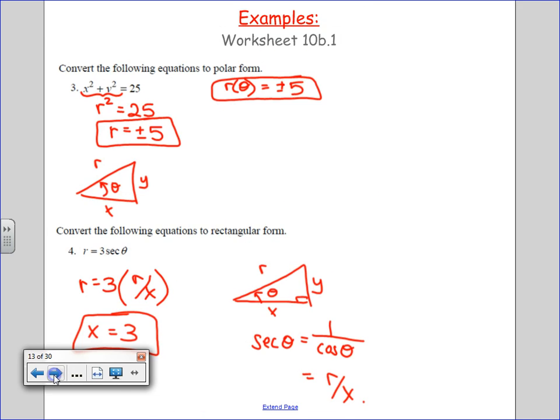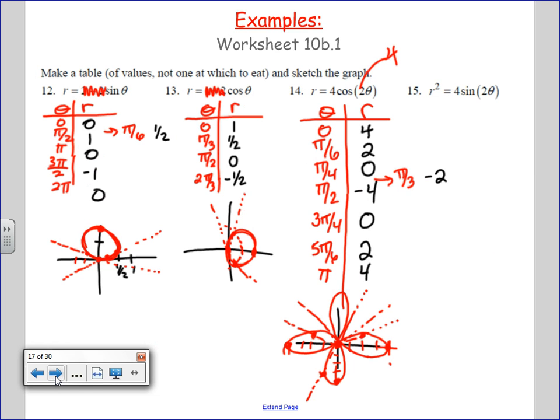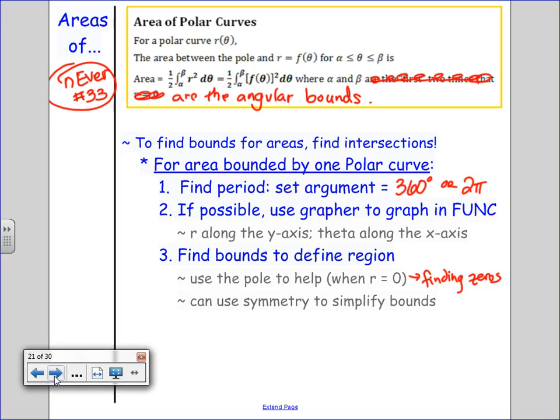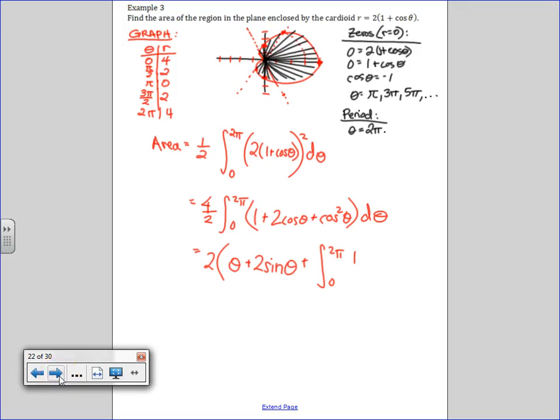Power reducing. That's the way that we have to solve a lot of these, guys, because it's r squared and r's have cosines and sines. And so if we had to solve by hand, we would have to use the power reducing: 1 plus cosine of 2 theta all over 2 d theta. Then I'd be able to keep plugging and chugging.